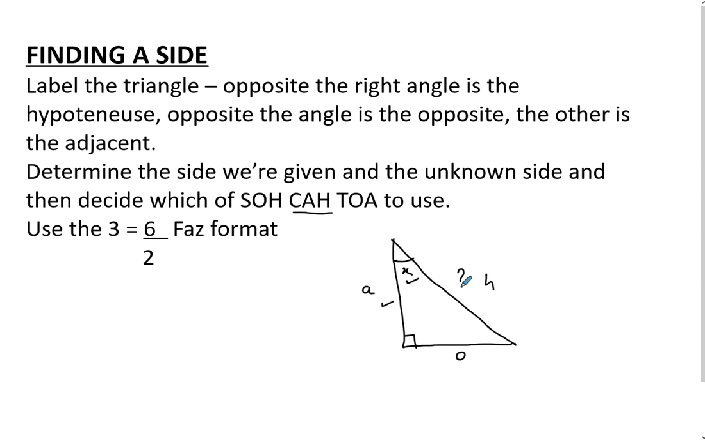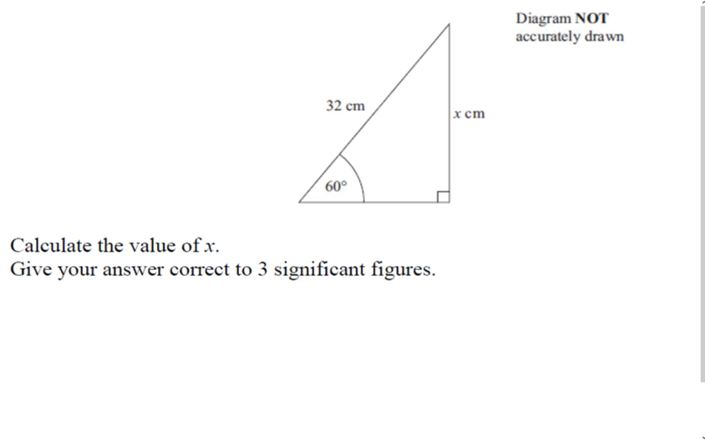All right, let's try a question to make it clearer. Okay, so here it says calculate the value of x. Okay, so the side opposite your right angle is your h. The side opposite your angle is O, so that is A. So in order to find x, we need to use O and H. So we're using sine, yeah, so CAH TOA. So we're saying sine of 60 equals O, which is the x, over 32.